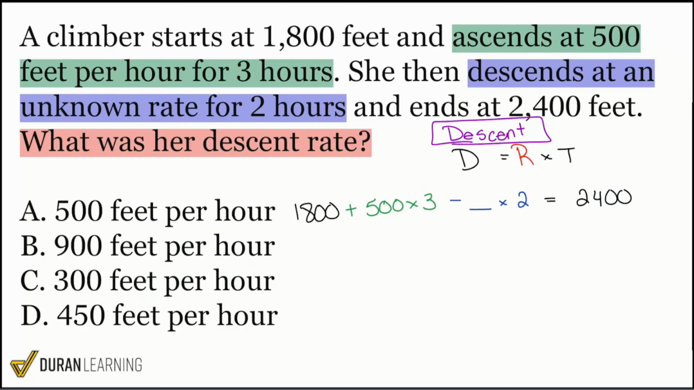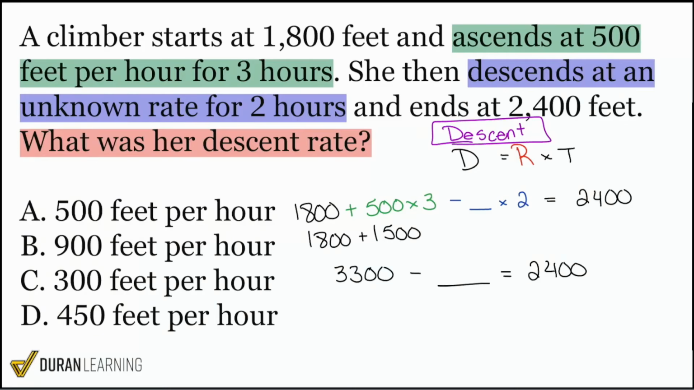2,400. Okay, so this seems like a long, convoluted way of just saying we got to find that gap. And here's exactly how we'll do it. 500 times 3 is going to be 1,500. So 1,800 plus 1,500, that's going to give us 3,300. So now we have 3,300 minus that distance that we descended, and that leaves us at 2,400. We can actually find what that gap is. We can find that right now. Everyone, what do I need to subtract from 33 to get down to 24? What do I subtract to get there?